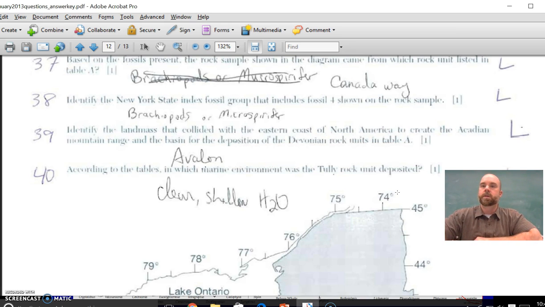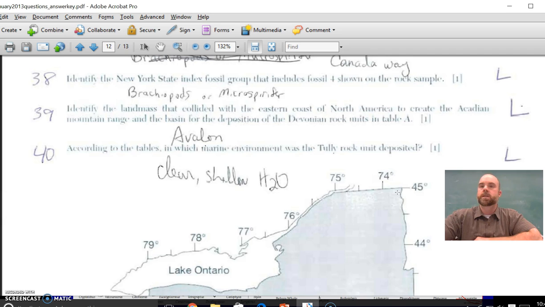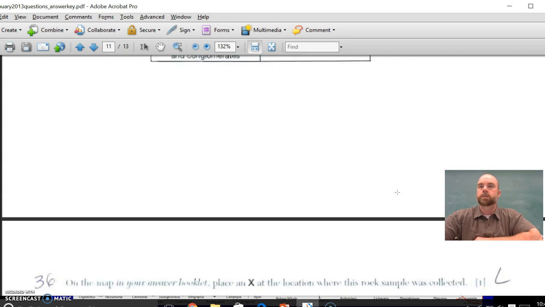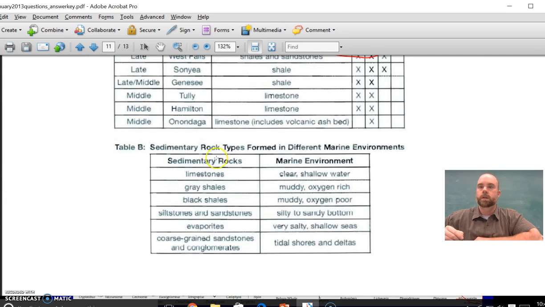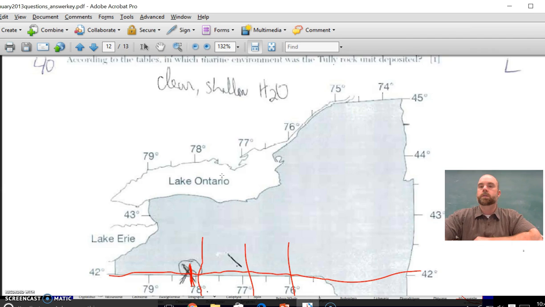According to the tables, which marine environment was Tully Rock deposited? All right. So we have limestones, because we know limestones are made up of lots of different sediment, lots of different biotic creatures, so it's going to be clear shallow water.